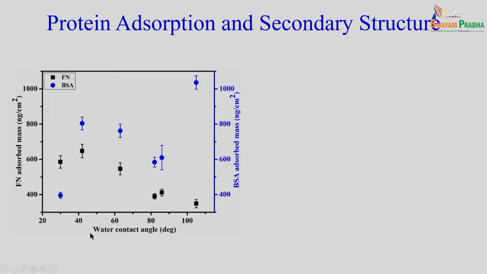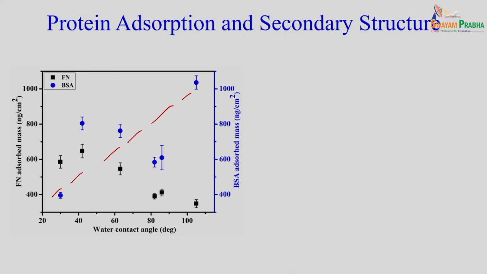As we have seen, the different surfaces have different wettability, and so we used two proteins, albumin as well as fibronectin. In case of albumin, if you see the blue points, with increase in the surface hydrophobicity we can see an increase in the protein adsorption. Typically, albumin is considered to be a hydrophilic protein, and if you increase the surface hydrophobicity, there is an increase in the protein adsorption.